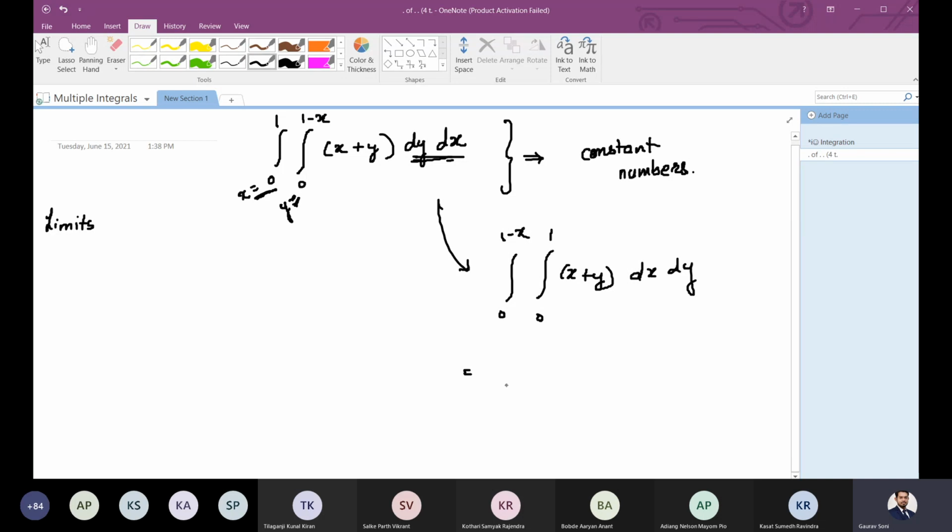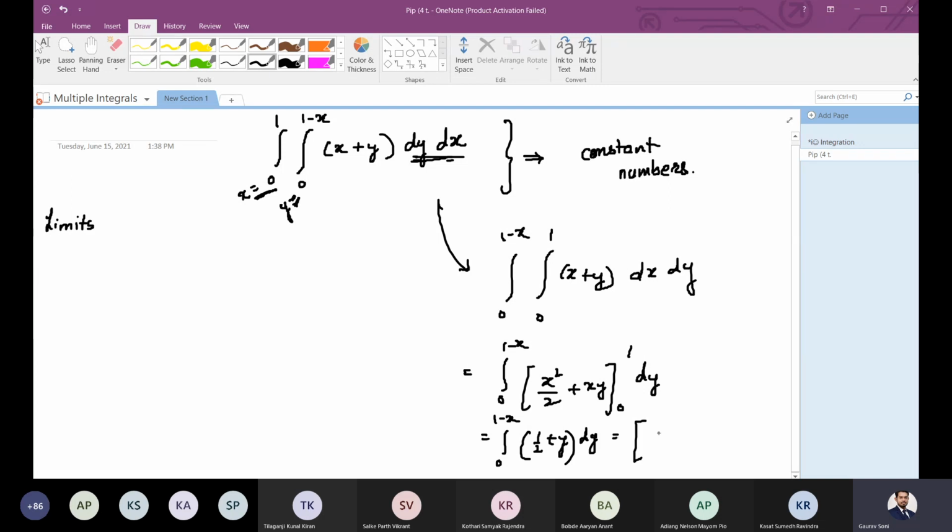So if you solve this, what are you going to get? 0 to 1. If you solve the inside integration, this is very much absurd actually. x square by 2 plus xy, 0 to 1 minus x, dy, 0 to 1. Look how problematic this case becomes. These values are for x, so we'll put the values of x. So 1 by 2 plus y dy. If we integrate this, this will be y by 2 plus y square by 2, 0 to 1 minus x. So if you solve this, our answer is going to be in terms of x.